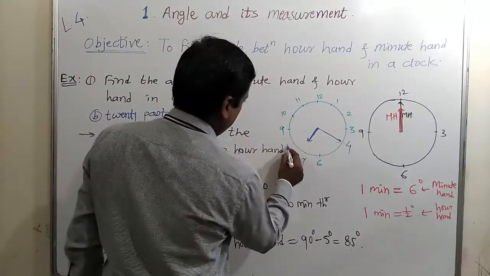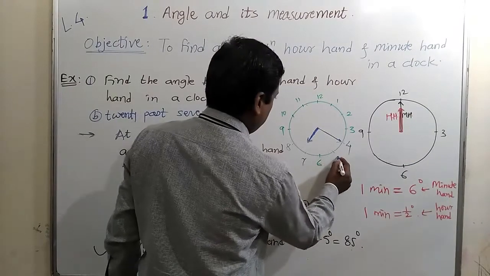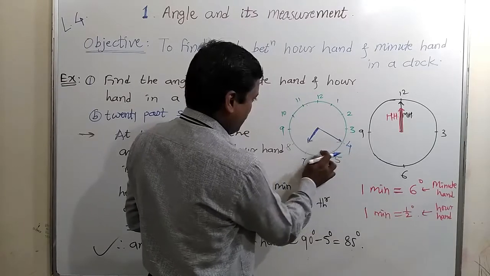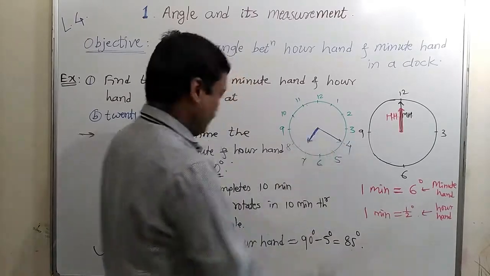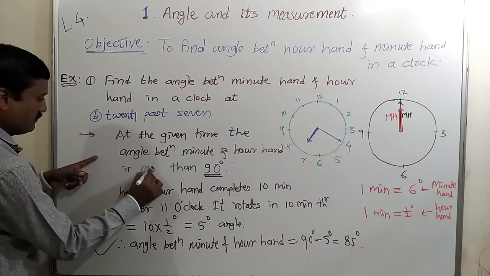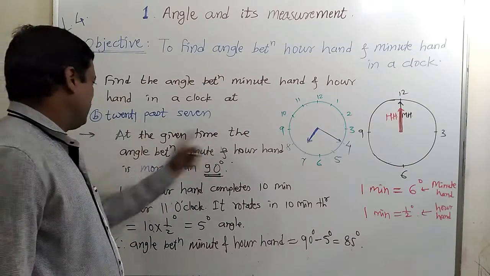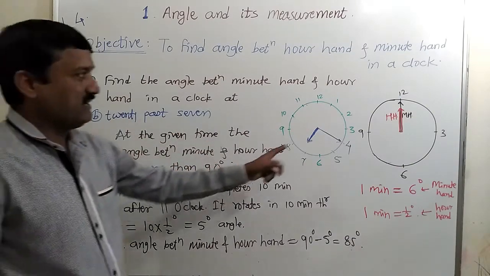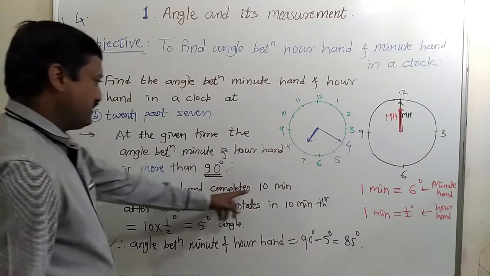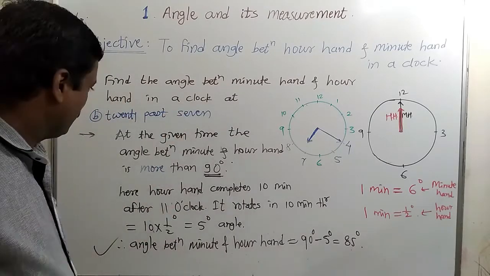Is it okay? So the angle between these two hands is 30 plus 30 plus 30, 90. So it is more than 90. So here in this case the angle will be more than 90. At the given time, 20 past 7, the angle between minute and hour hand is more than 90 degree. Here our hand completes 10 minutes after 11 o'clock. Here 20 past 7.